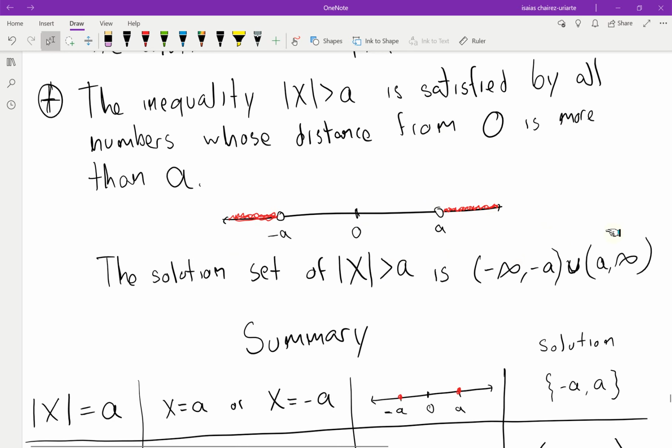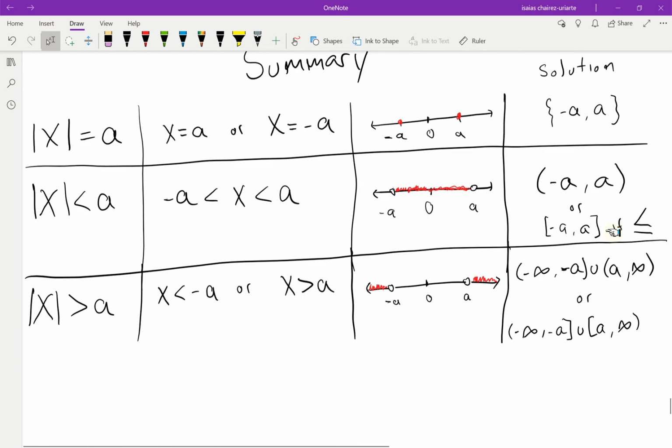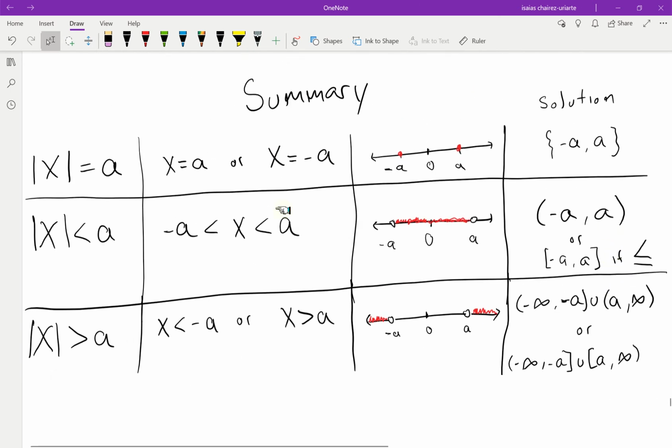And to summarize these three things, I made this little table right here. I don't know if it helps. Well, it's going to be a good guideline in order to solve more complicated equations and inequalities. So if you have the absolute value of x equals A, in order to actually solve such an equation, what you can do is break it up into two equations. One which says x equals A or x equals negative A.